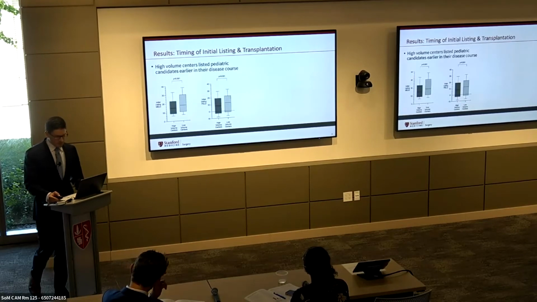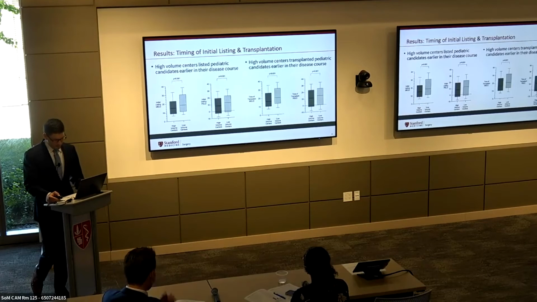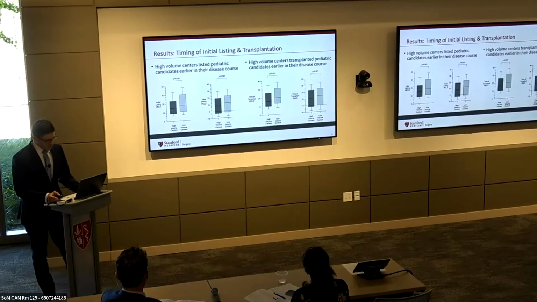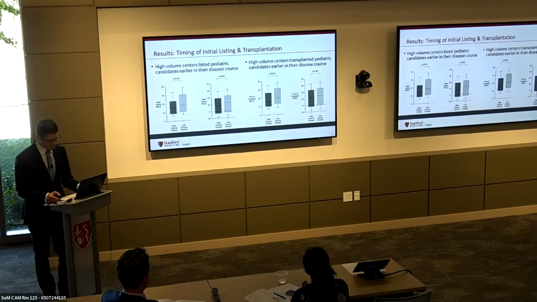High volume centers were able to both initially list and then subsequently transplant pediatric patients at significantly lower MELD and PELD scores compared to low volume centers, as demonstrated by this series of box plots. This indicates that high volume centers were able to consistently achieve timelier transplantation for pediatric candidates earlier in their disease course. And this may partially be explained by recipients at high volume centers having access to more organs, given the increased use of technical variant liver transplantation compared to low volume centers.